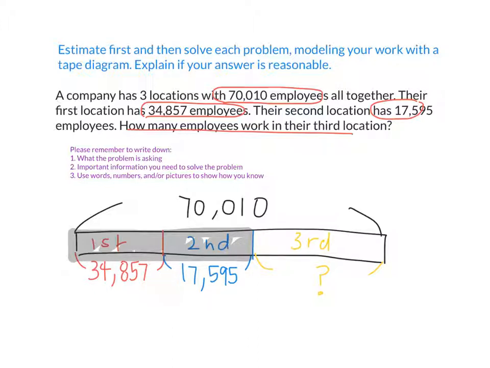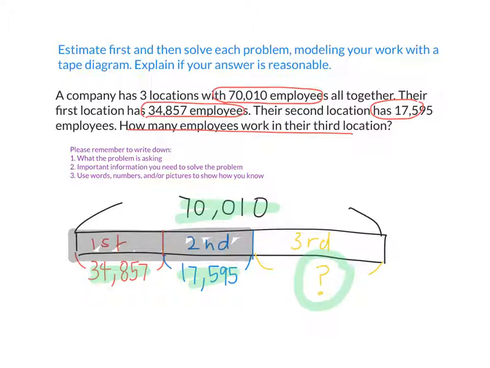Someone else said they were going to take the total number, 70,010, and take away 34,857, to take away the part that works at the first location. Then, whatever that difference is, they're going to subtract 17,595. Whatever you're left with at the end is how many work in the third location. Does that way work too? Yeah. So do you see how both of these strategies have multiple steps? In fact, there's 2 steps for each one. Today we're solving 2-step word problems.